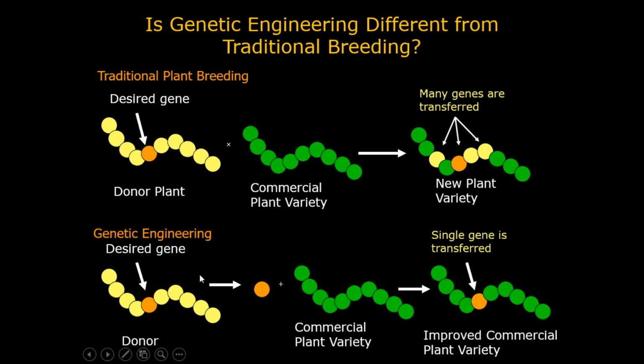Both of these techniques, traditional plant breeding and genetic engineering, involve the transfer of a desired trait by way of a gene into a commercial plant variety. The only difference is that one is targeted, while the other is not, and it will take a long time.